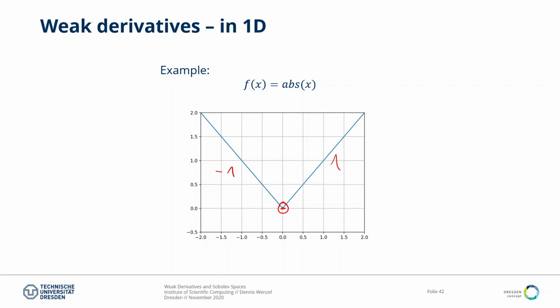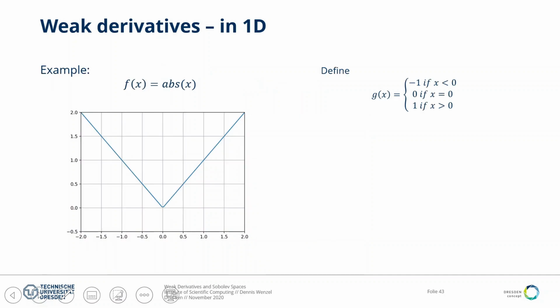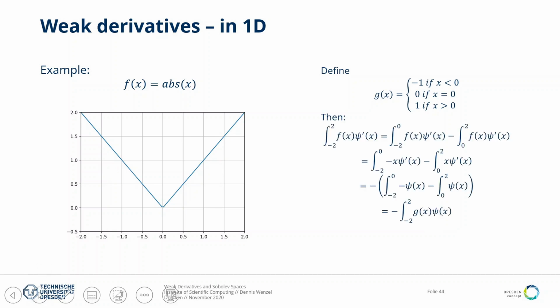Okay, and well, let's just out of the blue define a function. And what did I define here? Well, I took my function g to be -1 if I'm lower than 0, +1 if I'm bigger than 0, and simply 0 if I'm at this point x equals 0. So I just write down this definition of g. And then I try to find out what happens.